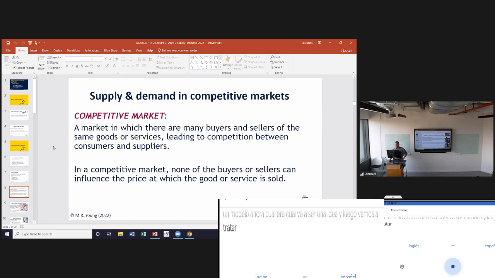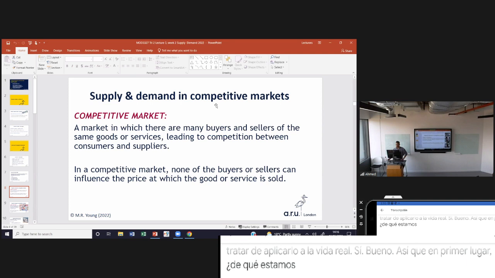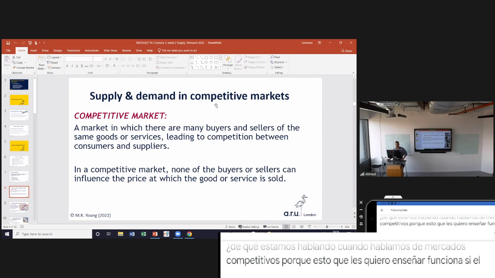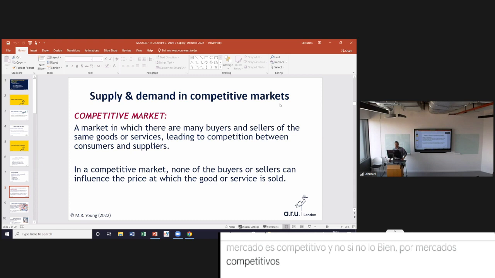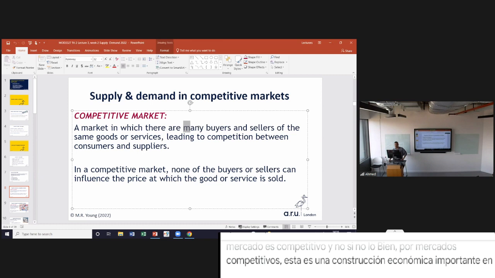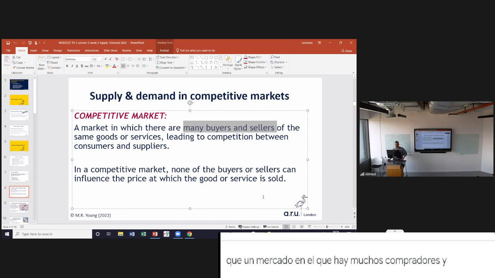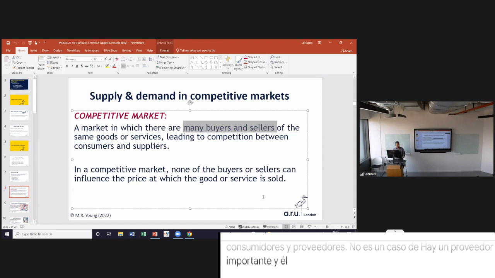Okay, so first of all, what are we talking about when we talk about competitive markets? Because this model, which I'm going to teach you, works if the market is competitive and not if it's not. A competitive market is an important economic construct in which there are many buyers and sellers of the same goods and services, leading to competition between consumers and suppliers. It's not a case of one major supplier who can do anything they want, or one company owning everything. There are many buyers and many sellers, so there's a lot of choice, and many people buying who are looking for the best bargain.